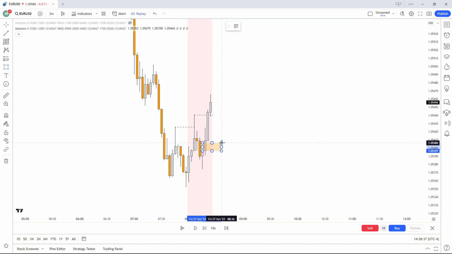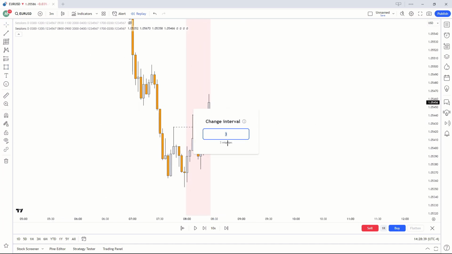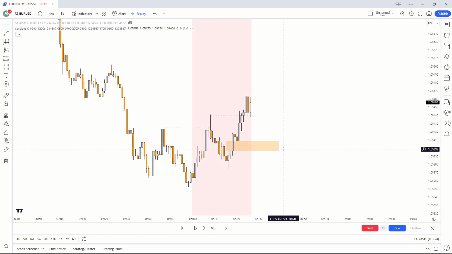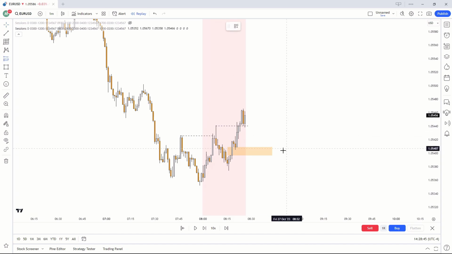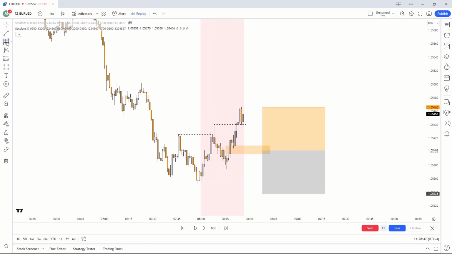As you guys can see, you have a fair value gap right here. I'm going to switch back to 1 minute. This is our fair value gap now. Okay. So, guys, a little tip is you can enter off 50% of your fair value gap. Get your Gann box or your Fibonacci.